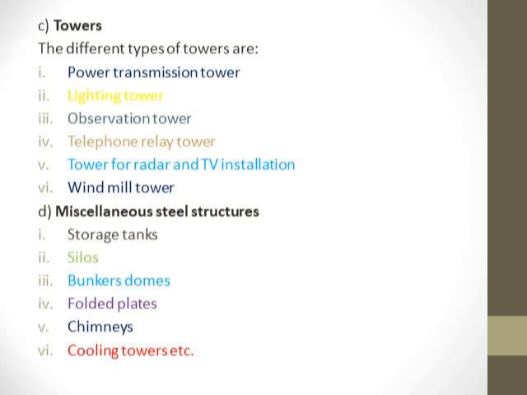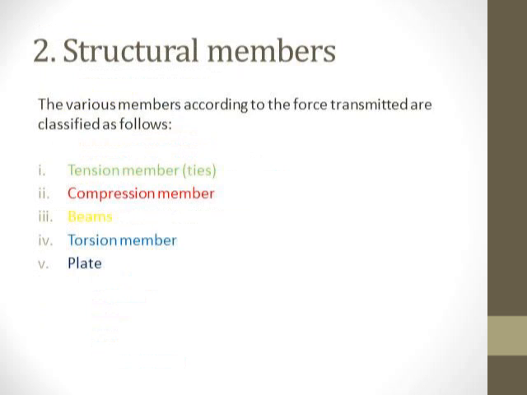Now coming to the structural members. There are various different types of members according to the force transmitted, which are discussed here. The different types of structural members are the tension member, compression member, beams, torsion member, and the plate. We'll discuss the tension members now. A tension member is also called a tie member.